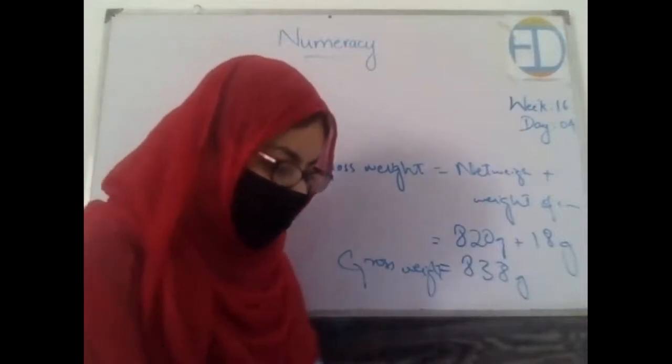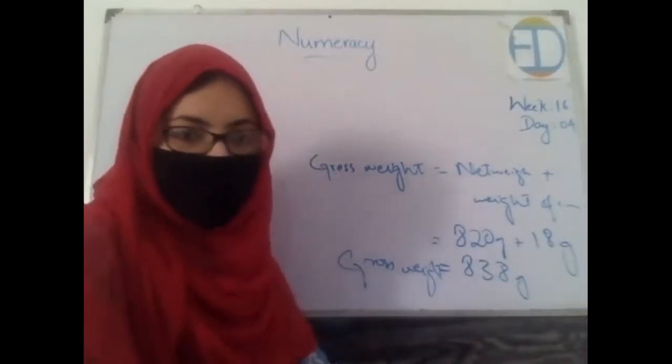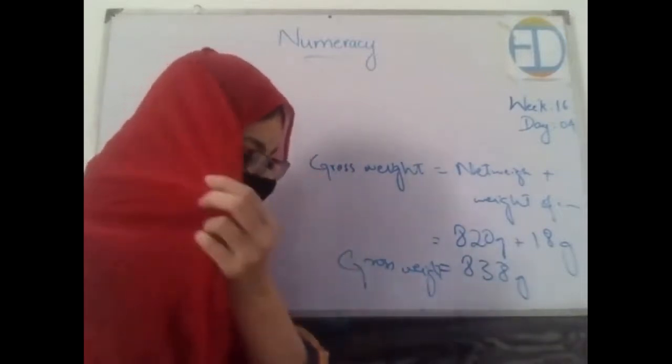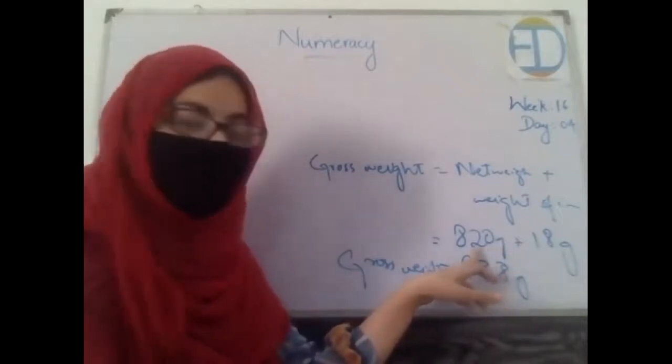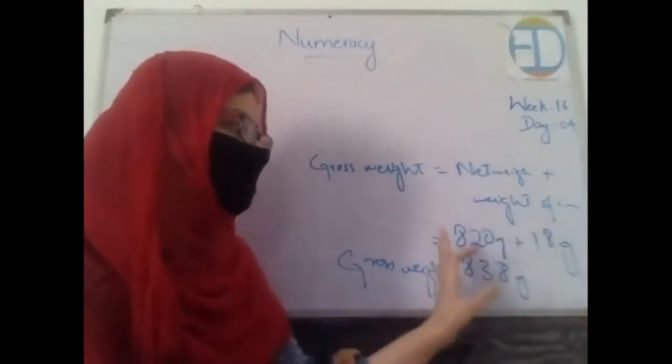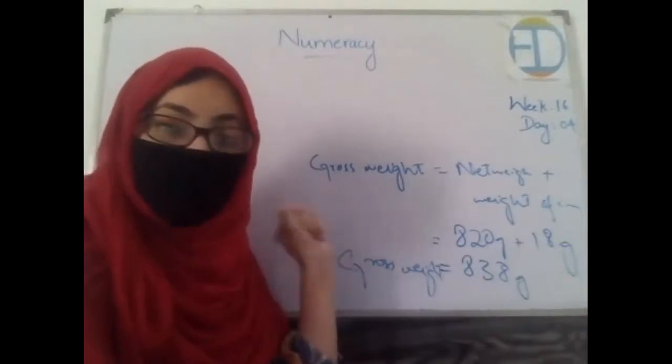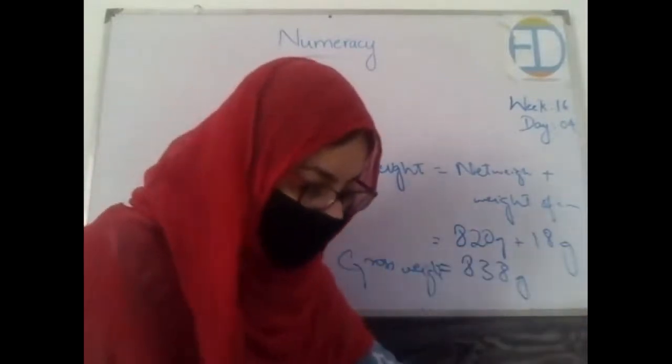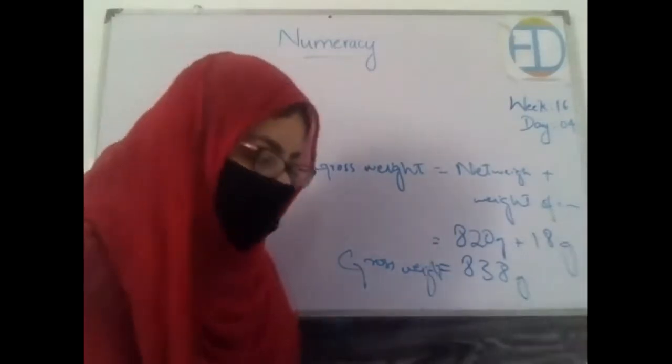Now look at the next one. A tin of carrots. In order to find the gross weight of the tin of carrots, you will write over here, instead of 820, you will write 780 and do the same. So the answer would be 798, right?